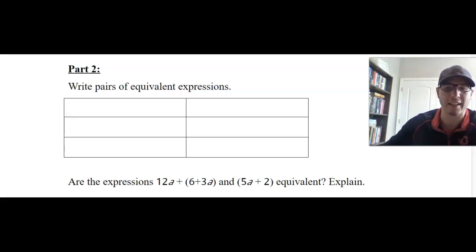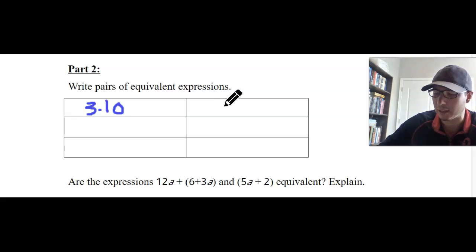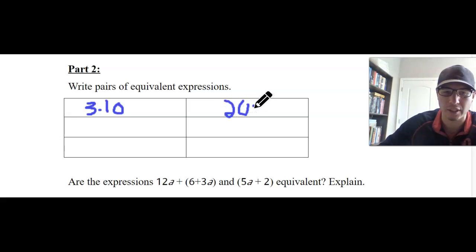All right, let's go ahead and go over the answers for this. A possible answer could be 3 times 10. And what's equivalent to that is 2 times 15. Both of these, if here's your equal sign, they would be equivalent expressions because 3 times 10 is 30 and 2 times 15 is 30.